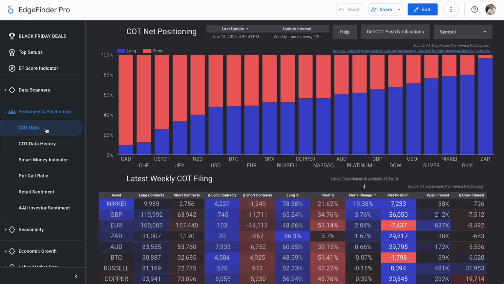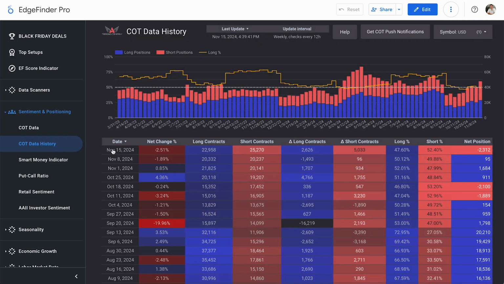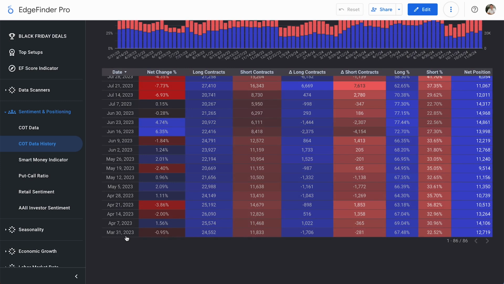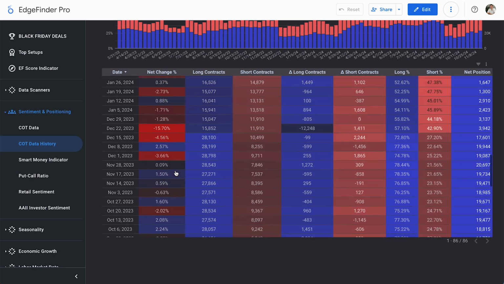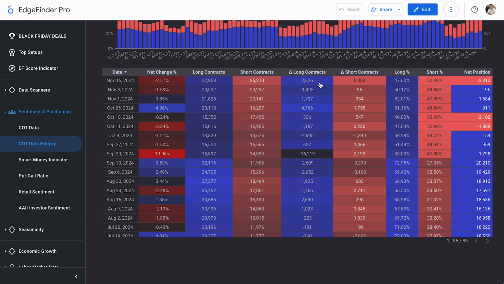Now, if you're familiar with the COT data tab, you know that I always talk about the latest weekly COT filing. I think that this part is so important because on a week by week basis, we can actually see how many long contracts were added or taken away. Same thing with short contracts, how many short contracts were added or taken away. We can see the same thing here with our COT data history, and it goes in order. So you see November 15th, November 8th, November 1st, October, September, August, all the way down to our very first day of data, March 31st, 2023. And we can see the net change percentage on every single week over the past 2 years: the total number of long contracts, the total number of short contracts, and the most important part, whether or not they were adding long contracts, adding short contracts, or taking them away.